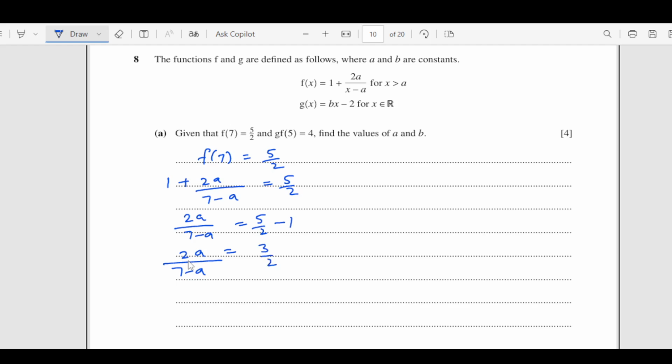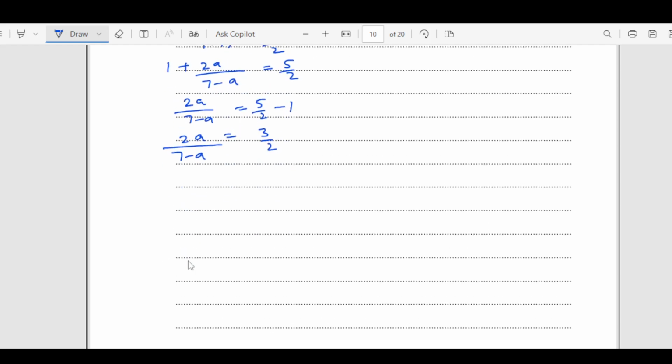Now let's cross multiply. When you cross multiply, it becomes 4a equals 3 times (21 minus 3a). So this is 7a equals 21, and a is equal to 3. So we got the value of a as 3. Now what will be f(x) when a is 3?